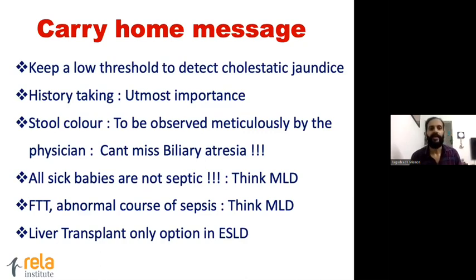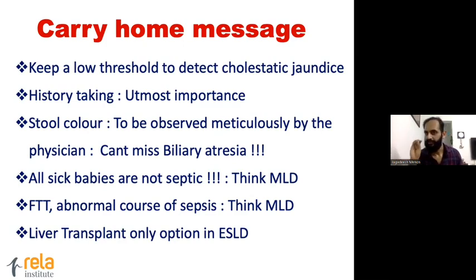So, carry-home messages. We keep a low threshold to detect cholestatic jaundice. History taking is very, very important. Stool color is to be observed meticulously by the parent and the physician. We can't afford to miss a biliary atresia. All sick babies are not septic. Always we need to keep the possibility of an underlying metabolic liver disease.